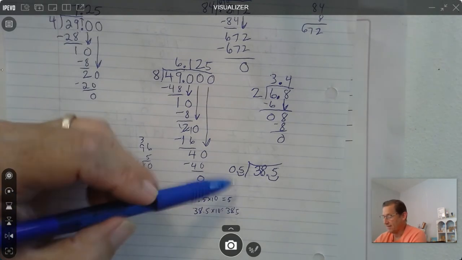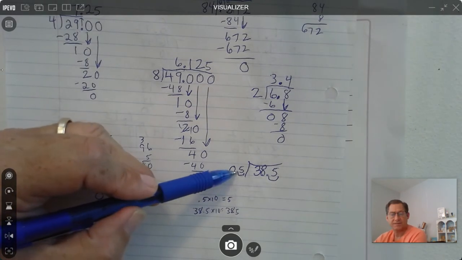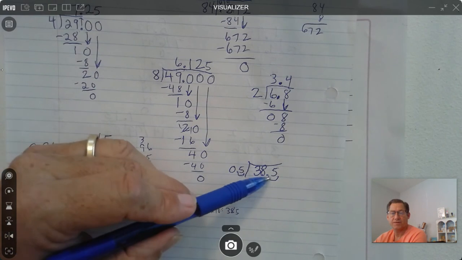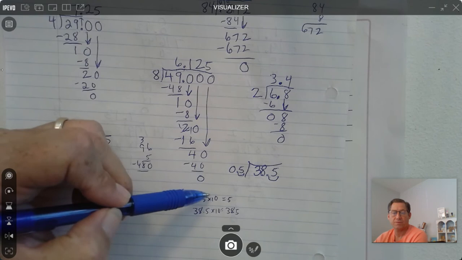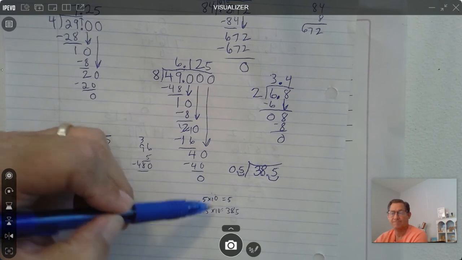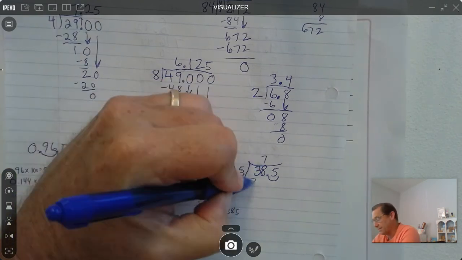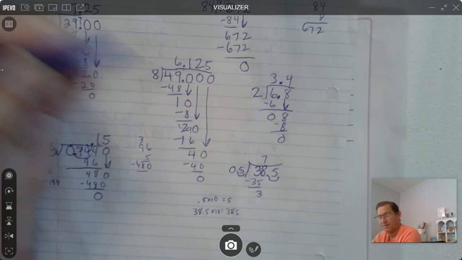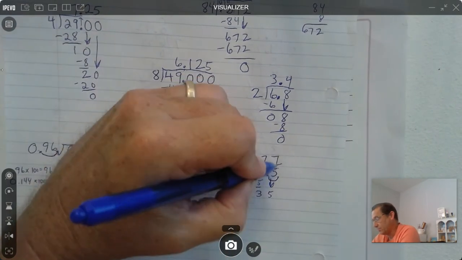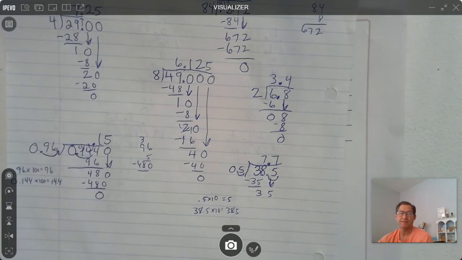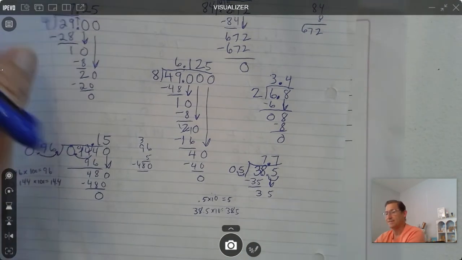So you'll start to find that I just have to move the decimal point the same number of places in both the dividend and the divisor. And the reason I can do that is because I'm multiplying by the same power of 10. Right? So 7 times 5 is 35 with a remainder of 3. Bring down the 5 and we have the same problem. So 7.7 or 7 and 7 tenths.